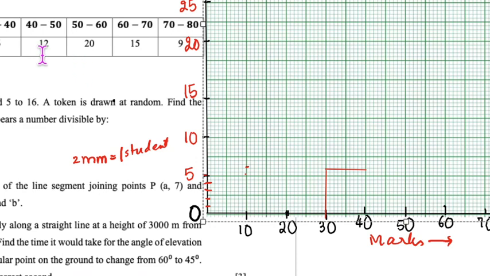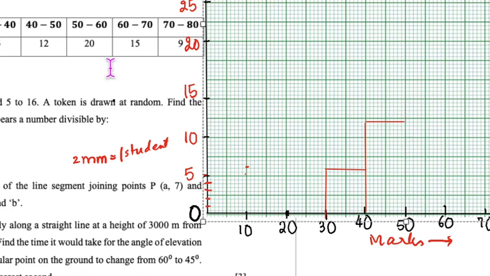Then we have 40 to 50, which is 12. Now 12 means on top of this 10 we will have 2 students, meaning 4 divisions. So we will draw from 40 and come up this way. This is our 10, then 2 more divisions and 2 more divisions, so that is 4 divisions up to here. Got that? Now we need to draw the horizontal line this way, coming up to the 50 mark.